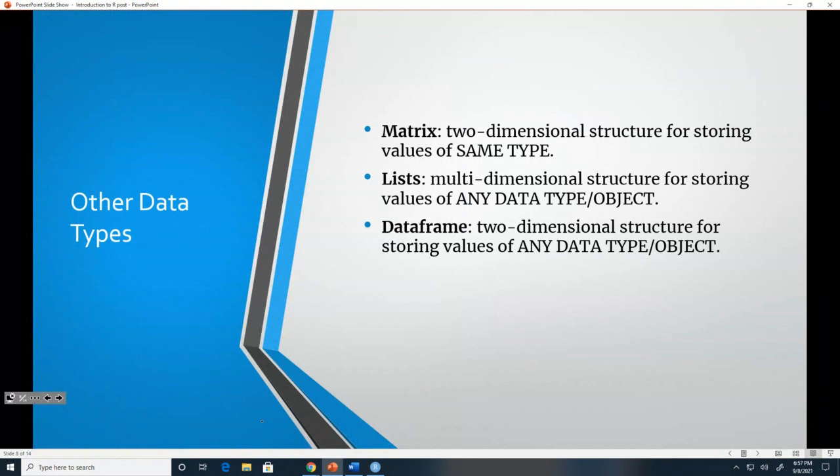So other types of data are matrix or matrices. The difference between these: matrices are two-dimensional structures for storing values of the same type. So a matrix would be all integers or all characters, etc. A list is a multi-dimensional structure for storing values of any data type, but it's a list. And you kind of combine those two and you get something called a data frame, which is what the majority of what we're going to work with is going to be. It's a two-dimensional structure that can store any data type or object.